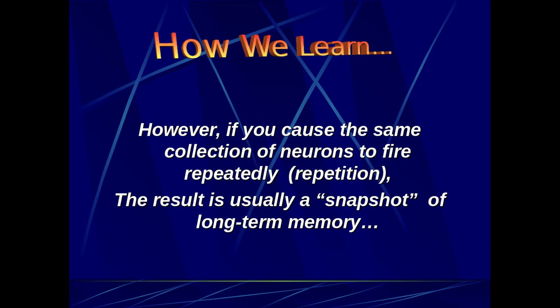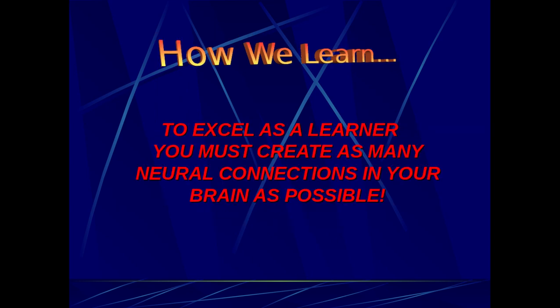So if you cause the same collection of neurons to fire repeatedly, and the key word or the key phrase coming up is repetition, the result is usually a snapshot that becomes long-term memory, and that snapshot again is an electrical connection. So what we've learned is to excel as a learner, you must create as many neural connections as possible in your brain.